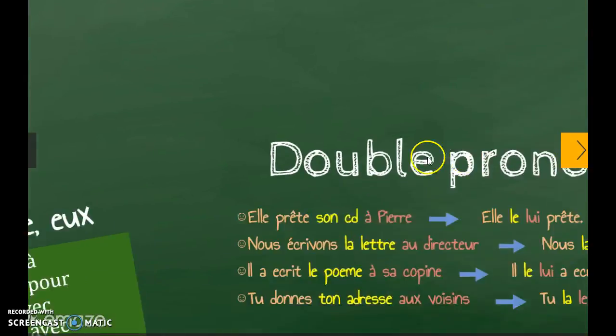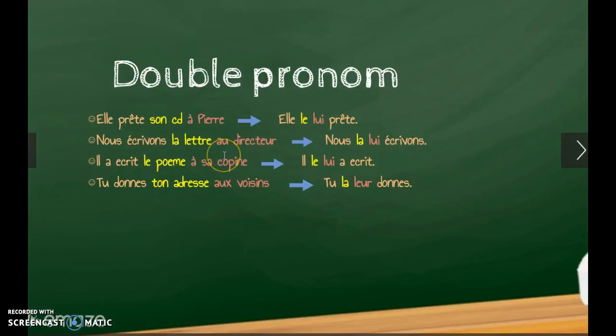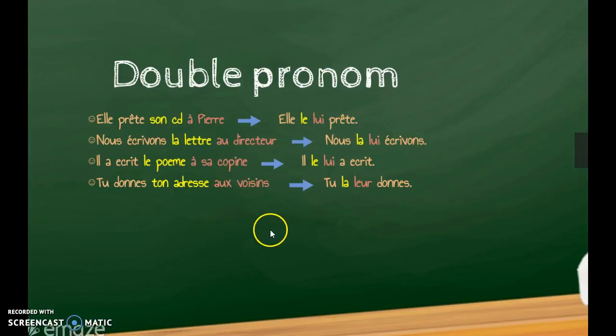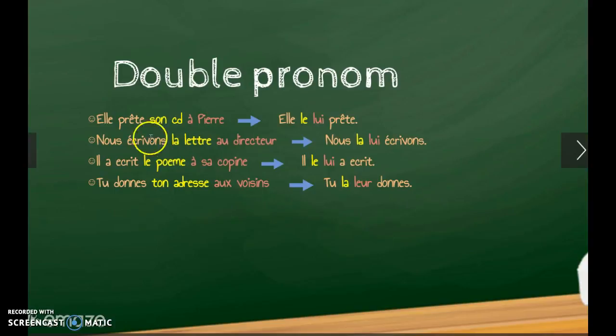Now next, let's talk about what happens when we have more than one pronoun in a sentence. How do we put them in order? So it is very, very simple. Here's an example. Elle prête son CD à Pierre. So I color-coded the words for you so you can see how they are placed in a sentence when they are replaced by pronouns. Alors, elle prête son CD à Pierre. She lends her CD to Pierre. So if I replace son CD, it would be le. If I replace Pierre, it would be lui. Alors, elle le lui prête.